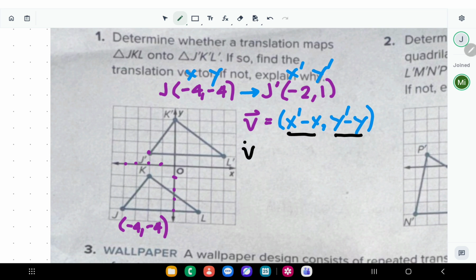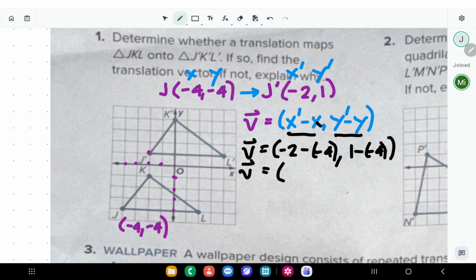Okay. Let's solve that one. X prime is -2, so -2 minus -4. Then Y prime is 1 minus -4. So the vector is -2 plus 4, which is 2, and 1 plus 4, which is 5. So this is the vector. It says here, find the vector.